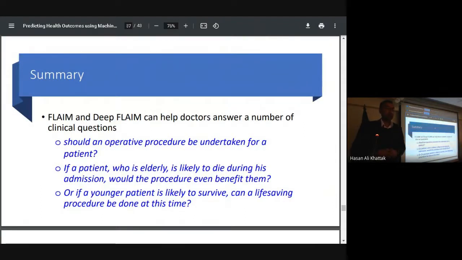So to summarize, what sort of benefit can doctors or healthcare practitioners get out of this work? FLIM and DFLIM can help doctors answer a number of clinical questions. For example, should an operative procedure be undertaken for a particular patient based on the age, demographic, and all the factors which I just showed? Another interesting thing is, if an elderly patient is likely to die during the admission, would the procedure even benefit them or not? And thirdly, if a younger patient is likely to survive, can a life-saving procedure be done at this time or not?